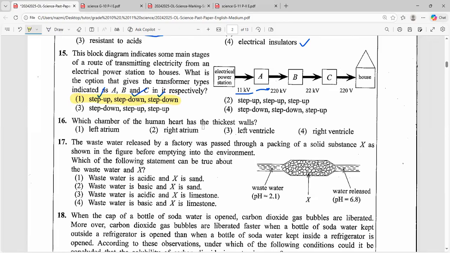Which chamber of the human heart has the thickest wall? Left ventricle, yeah, because it is pumping blood through the aorta.